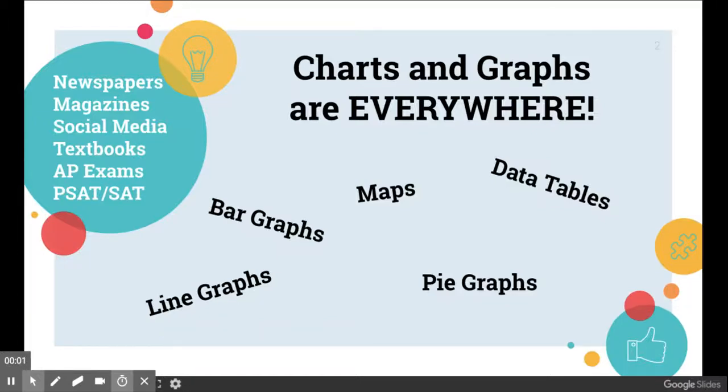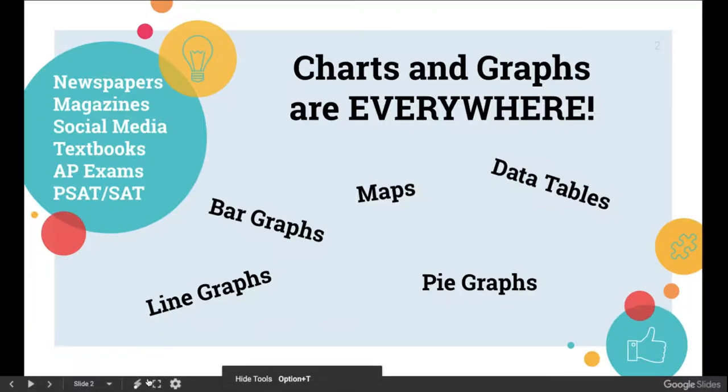All right, so you may wonder how charts and graphs might apply to you. Well, charts and graphs are literally everywhere. We can find them in newspapers and magazines, all over social media, Twitter, wherever you look. So they're also found in textbooks.